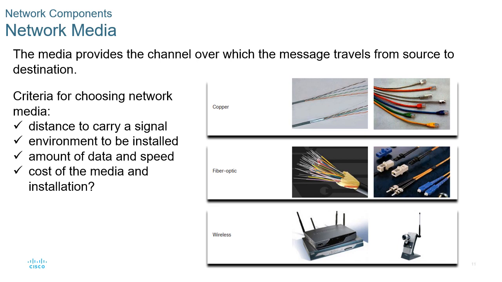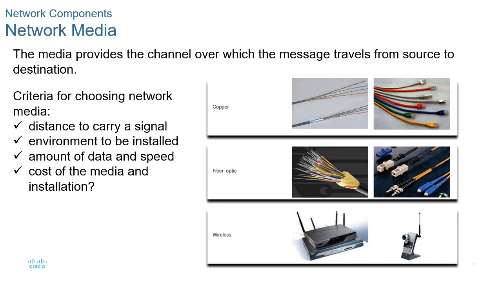Now, the last network component we are going to discuss is the network media, which is basically the vehicle which transports the message from the source to the destination. Illustrated there, we have the three different types of media: copper, which uses electrical pulses; fiber, which uses light pulses; and wireless, which uses electromagnetic waves to transmit its messages.